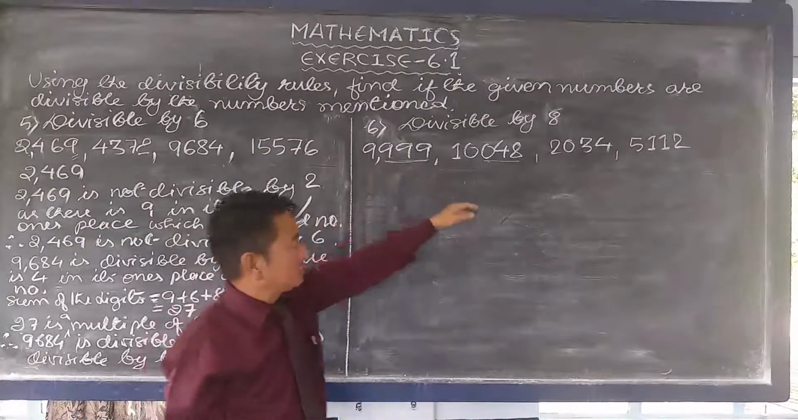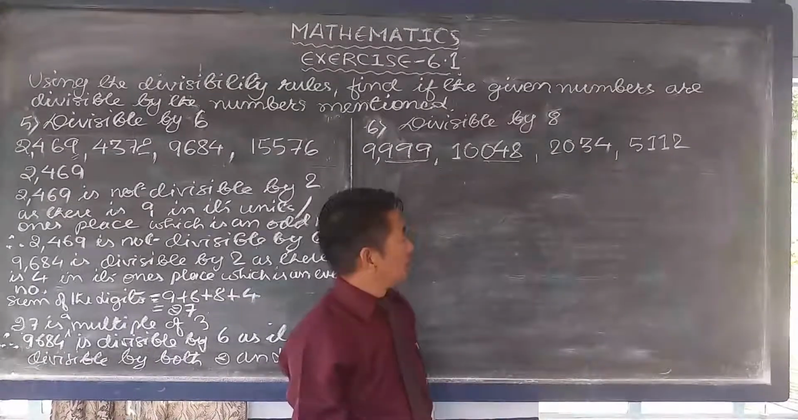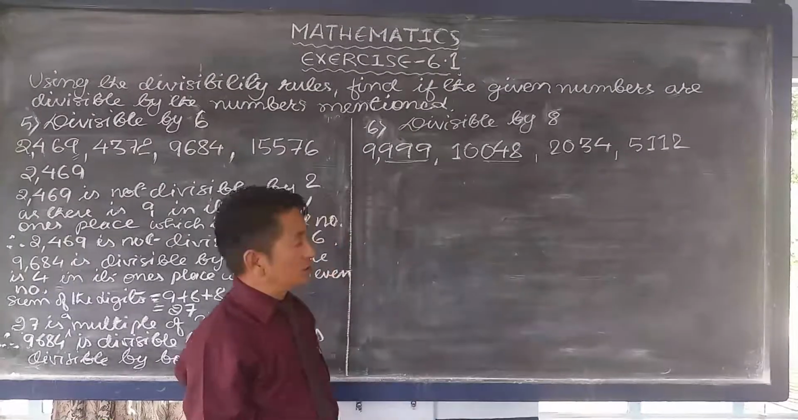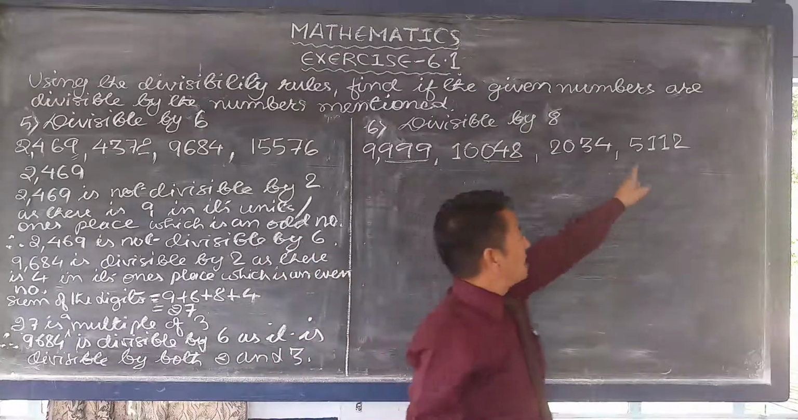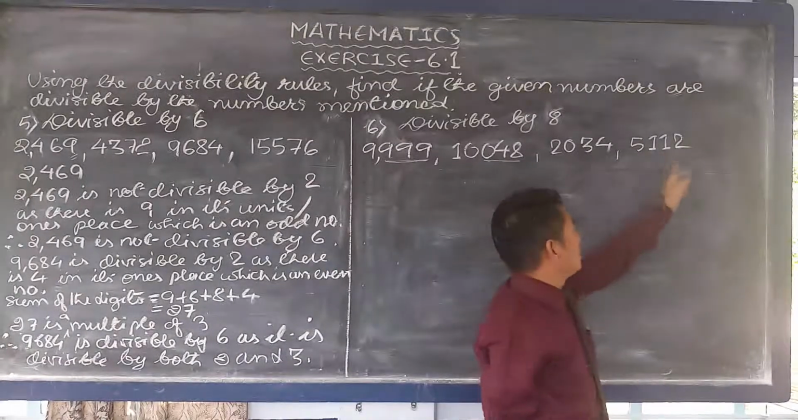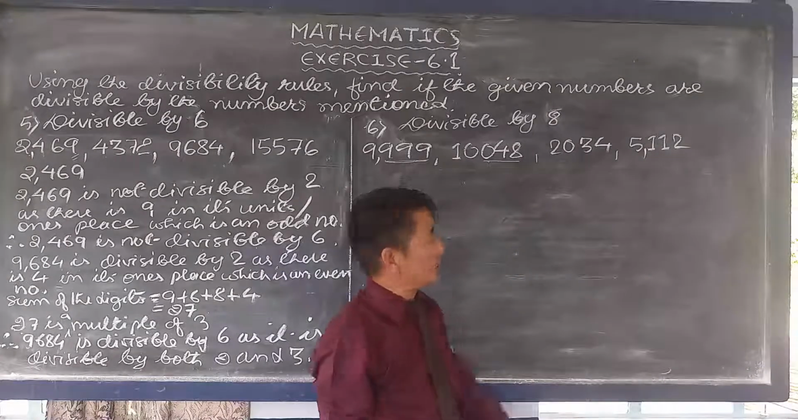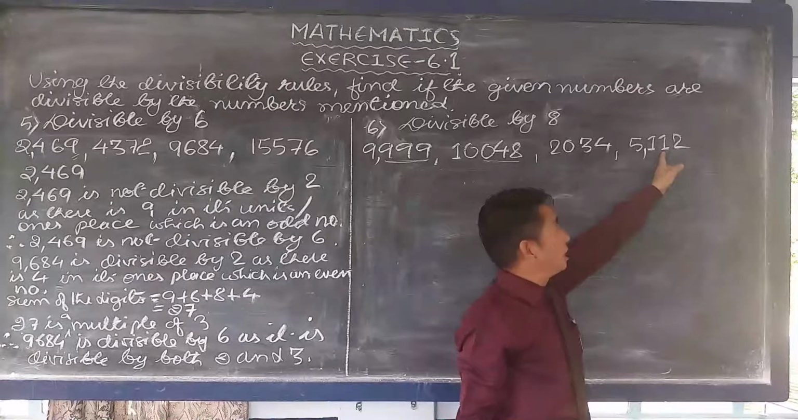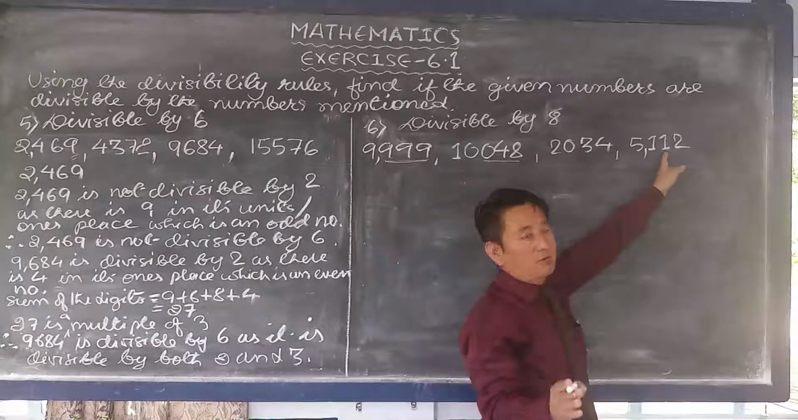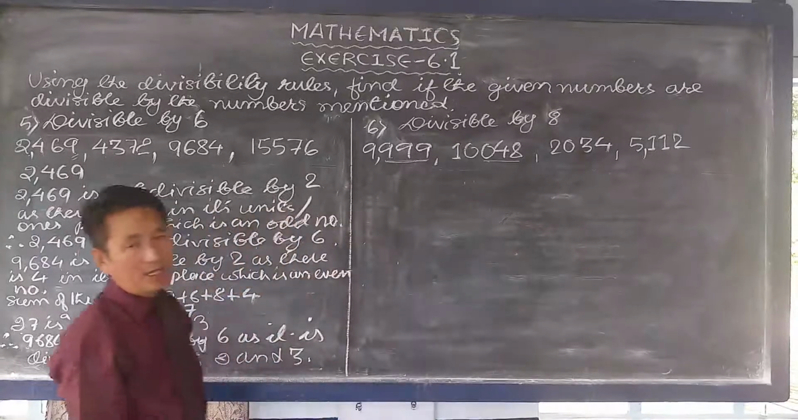You will check it out afterwards. This 034. This number is not divisible by 8. So this number is also not divisible by 8. 5112. The number formed by the last 3 digits is 112. It is divisible by 8. The number formed by the last 3 digits is divisible by 8. So 5112 is divisible by 8.